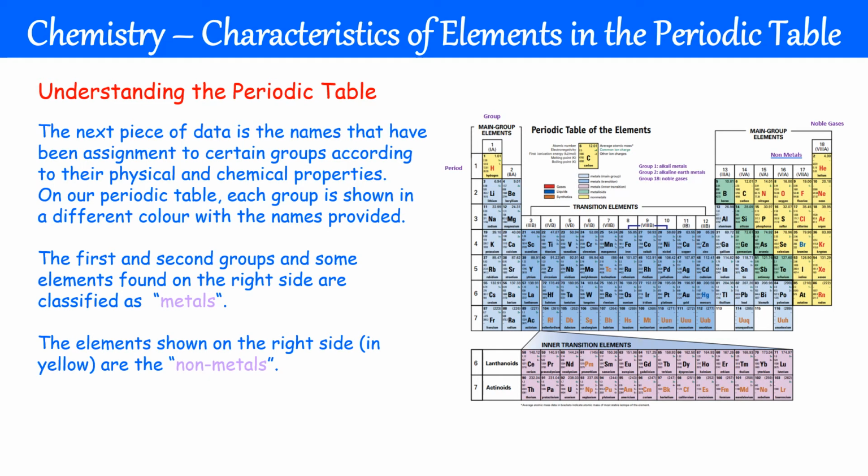Next is the name that has been assigned to certain groups according to their physical and chemical properties. On our periodic table, each group is shown in a different color with the name provided. The first and second groups and some elements found on the right side of the periodic table, as shown in light blue, are called metals. The elements shown on the right side in yellow are the nonmetals.